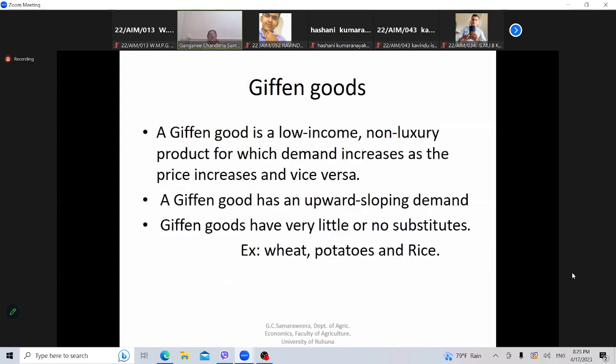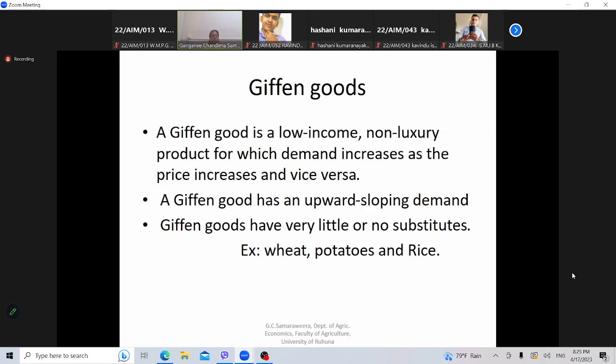Then Giffen goods, also another type that would go away from the law of demand. A Giffen good is a low-income, non-luxurious product for which demand increases as the price increases. So a Giffen good has an upward sloping demand, and Giffen goods have very little or no substitutes. Let's say wheat, potato, rice.